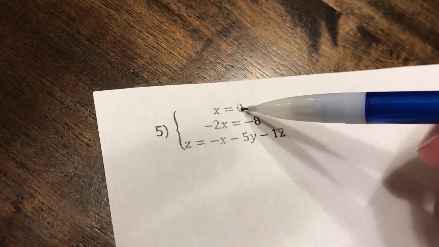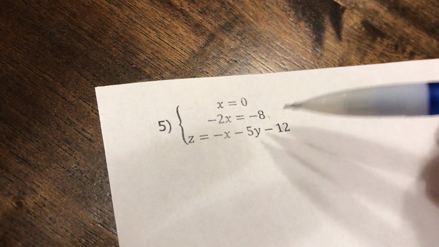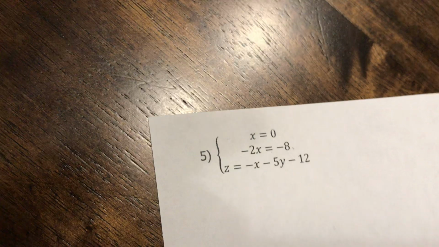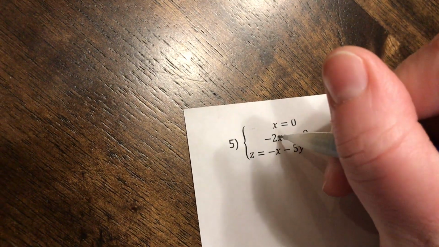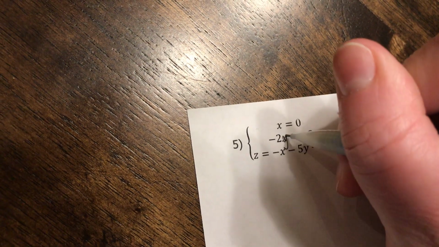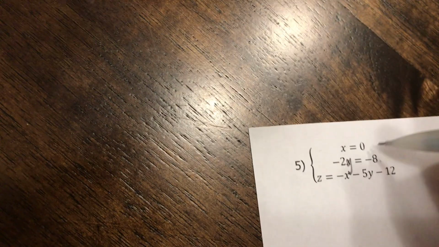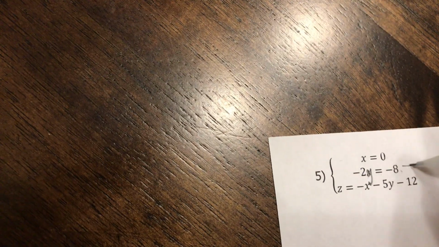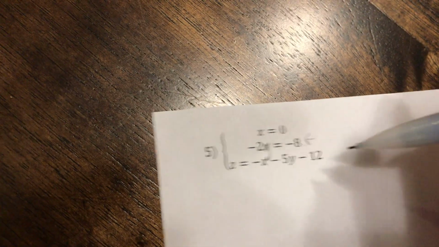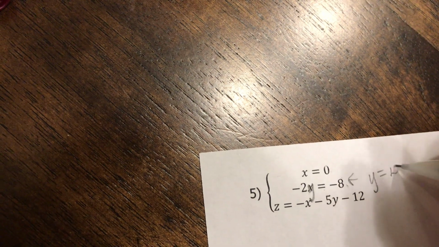So, all right, in this case, x is equal to 0, and negative 2x is equal to negative 8. And I think that that's a typo. This has to be y. We're going to change this to y, and we'll see what happens. If x is equal to 0 and negative 2y is equal to negative 8, the first thing is we can actually go ahead and solve this, right? We can divide both sides and see that y is equal to a positive 4.